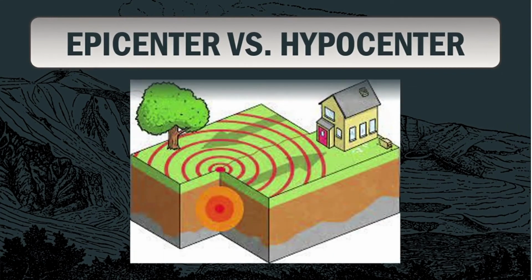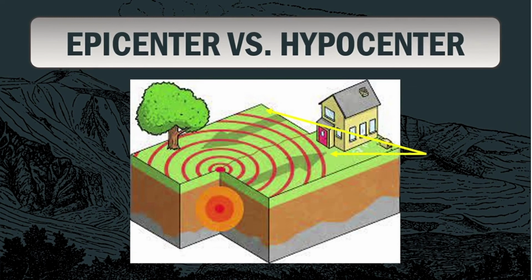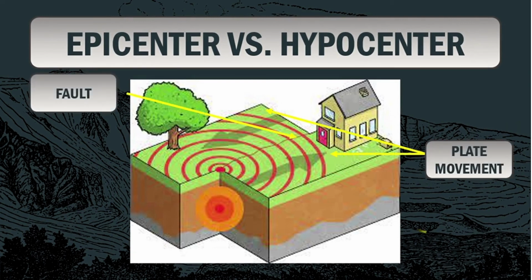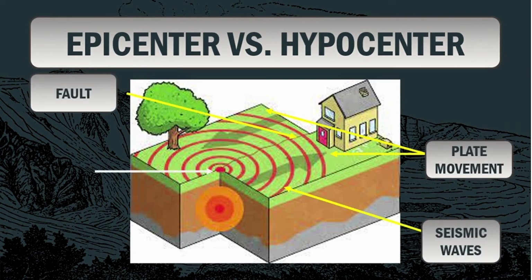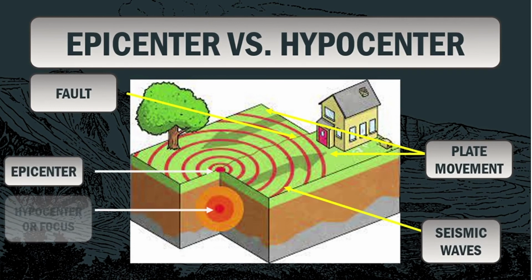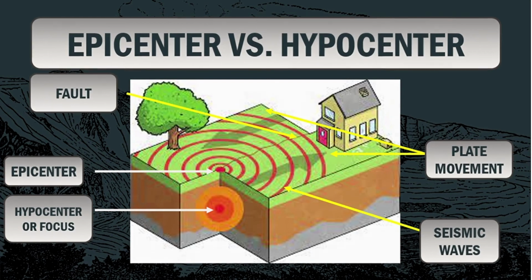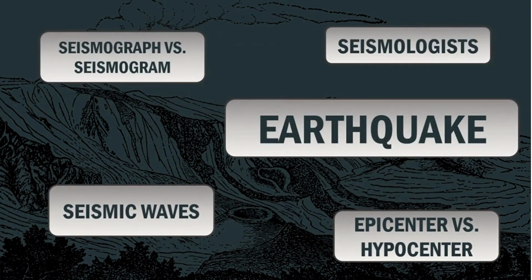In the diagram presented, the plate movement, fault, and seismic wave. It also shows the epicenter and the hypocenter. As you can see, the hypocenter is the exact location where ruptures or earthquakes happen, while the epicenter is the location right above the focus. That's all about earthquake, and we will discuss the step-by-step process on how to find the epicenter on the next video.